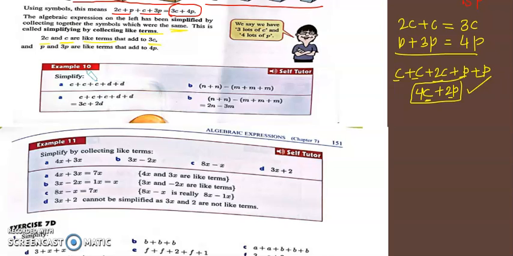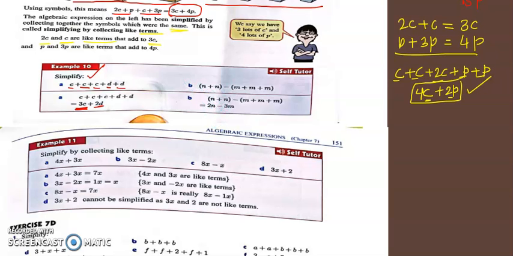Coming to the question example 10, it is mentioned simplify c plus c plus c plus d plus d. So collect the like terms. So c and c and c. There are 3 c's. So adding together the 3 c's we get 3c, and d plus d will give us 2d. This is called addition by collecting like terms.